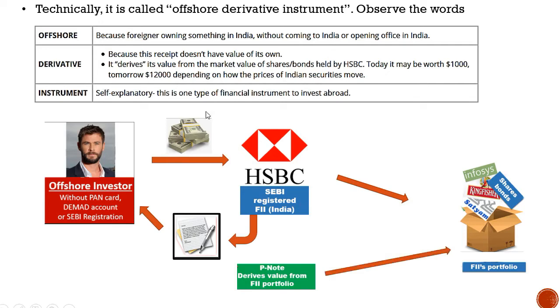It derives its value from the market value of the shares and bonds held by HSBC. Today it may be worth, let's say, $1,000. However, tomorrow it can increase to $12,000, depending on how the prices of Indian securities move. Third, instrument, which is quite self-explanatory. This is one type of financial instrument to invest abroad. So that's the reason the participatory note is also called an offshore derivative instrument.